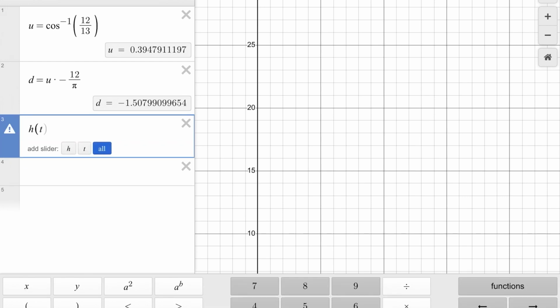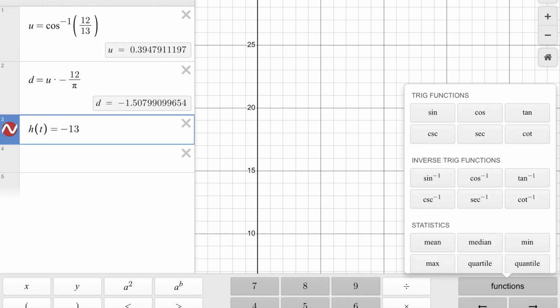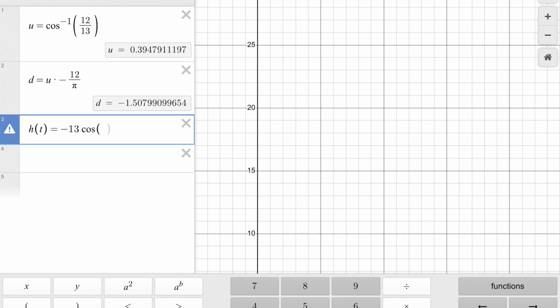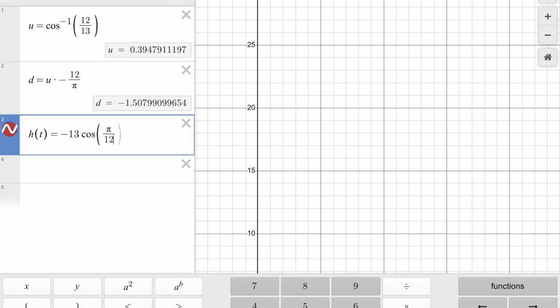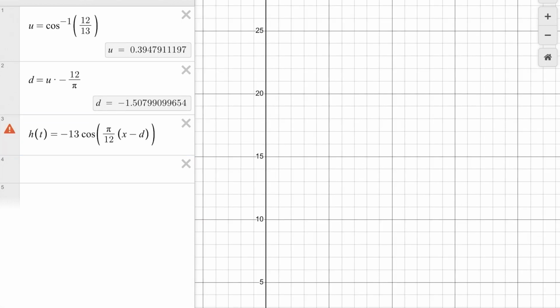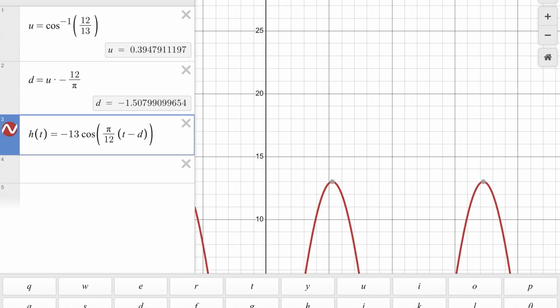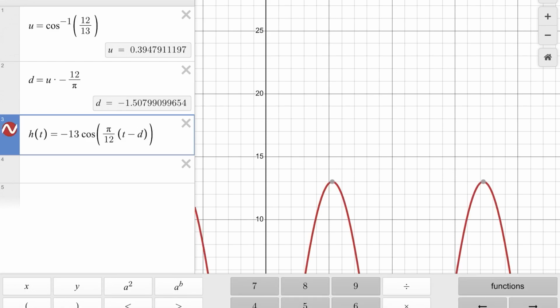So I'll type in h of t is equal to negative 13 times the cosine of, now listen to this part right here, pi over 12. And then when I get to my x value, I can just type in x minus d instead of x plus 1.508, because then it'll use this actual value that I have here. And then I got to be consistent. If I'm going to use h of t, I got to put a t here. And then I can say the plus 15.